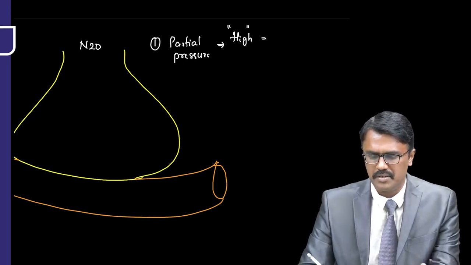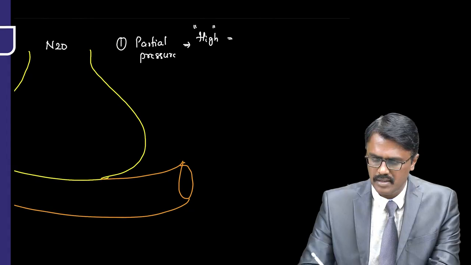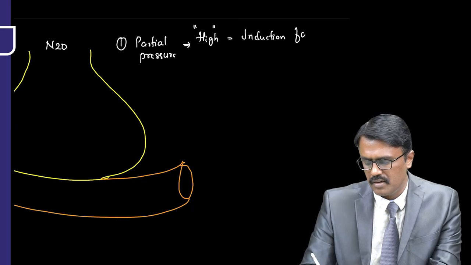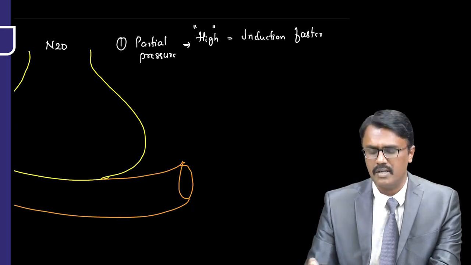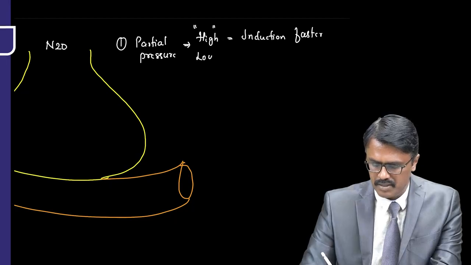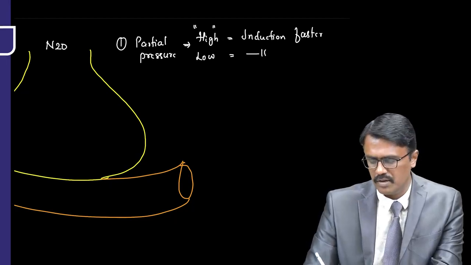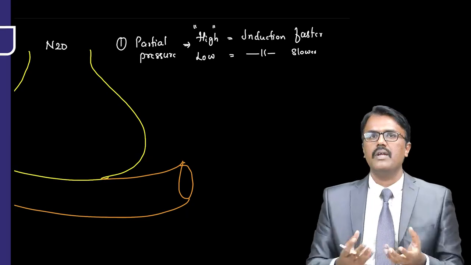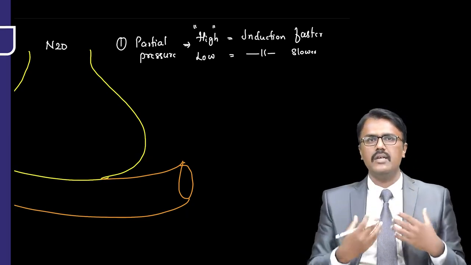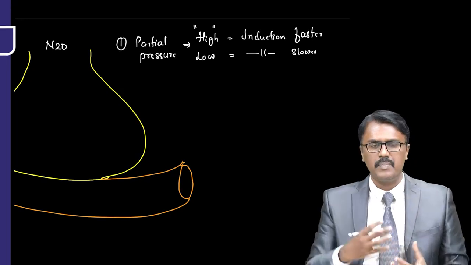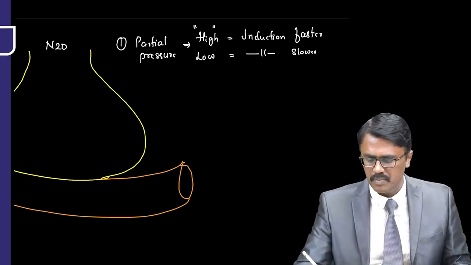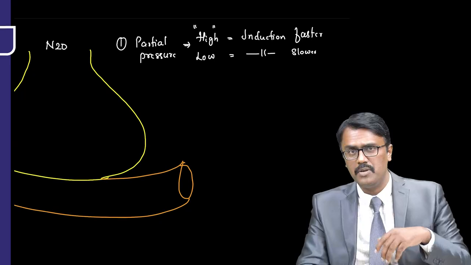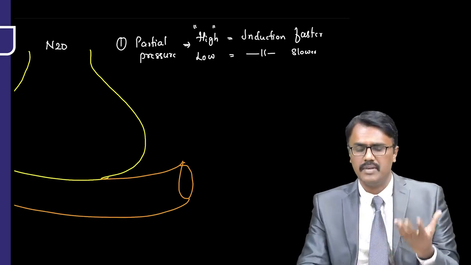So if the partial pressure is high, obviously the induction of anesthesia is faster. If you give the drug at a high dose, it will work faster, and if the pressure is low, the induction will be slower. So that is point number 1. When the person inhales, along with oxygen, he also inhales nitrous oxide. If the partial pressure of nitrous oxide is more, the induction is faster. If it is low, the induction is slower. But the pressure should not be so high that the alveoli rupture, right?